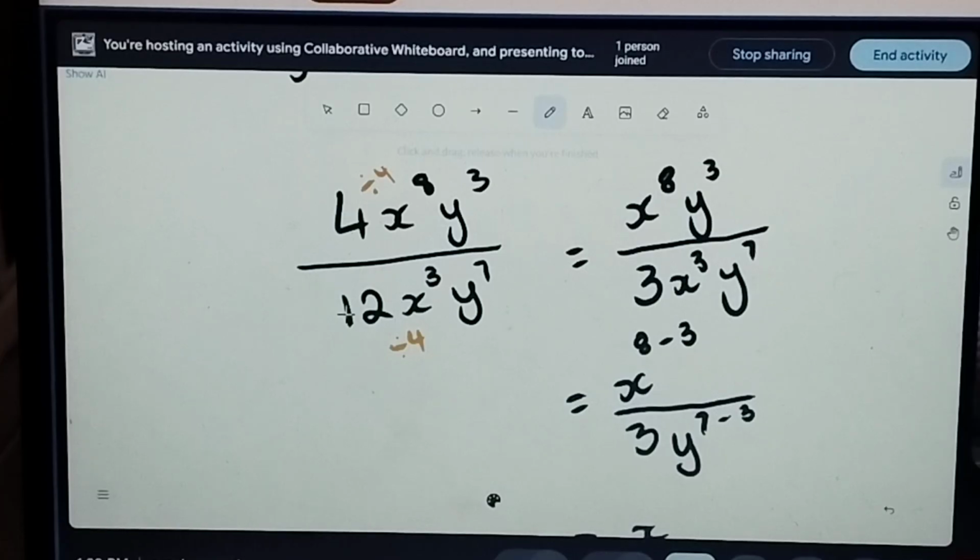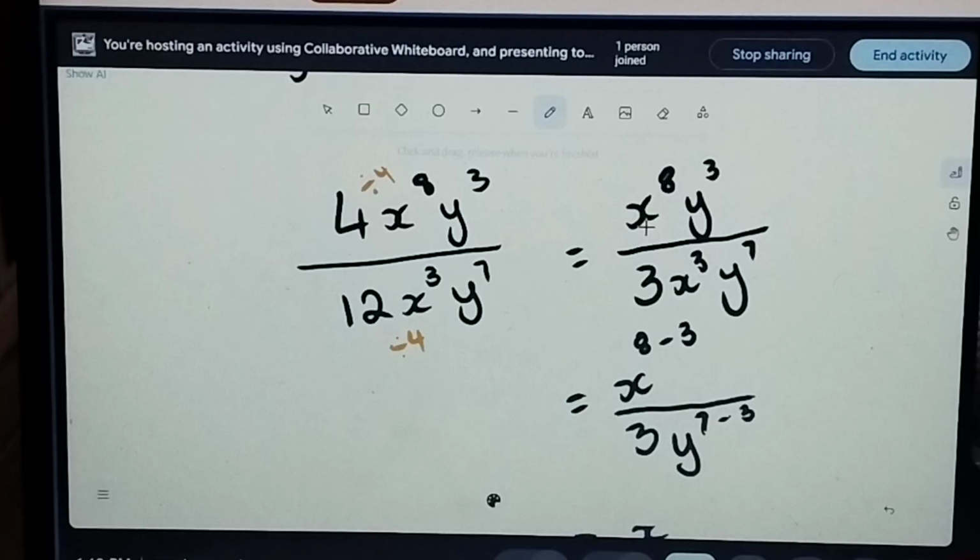Yeah. 4 and 12 have a common factor of 4. So I just divided the top and the bottom by 4. 4 divided by 4 is 1. I don't write 1x to the power 8 because I know that if I don't write a number in front of the x, it means there's a 1 there. And then 12 divided by 4 gave me a 3.